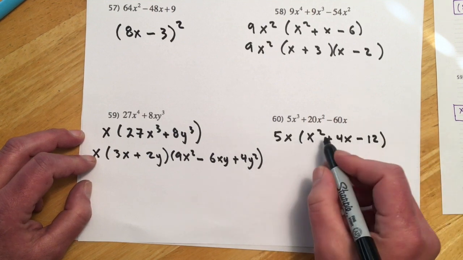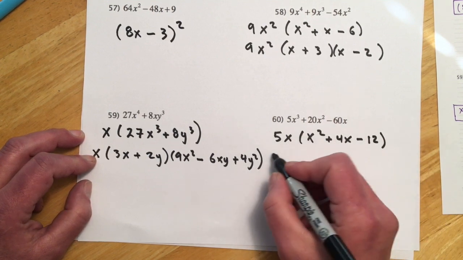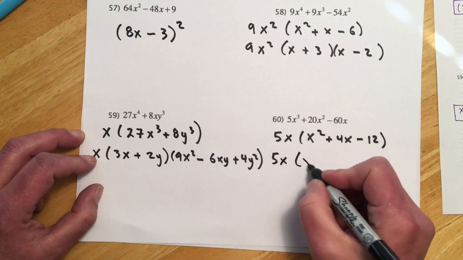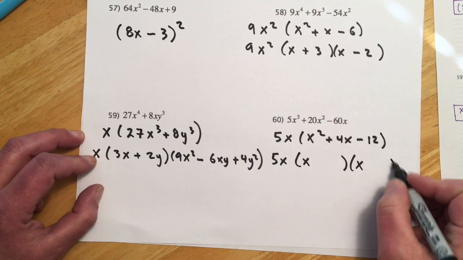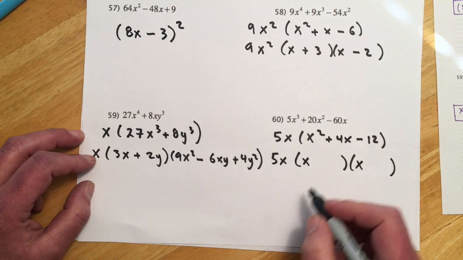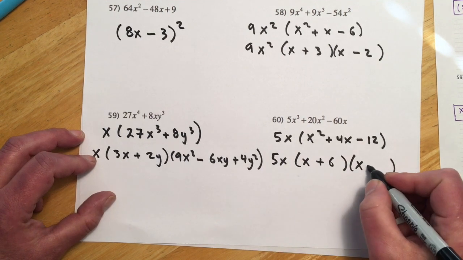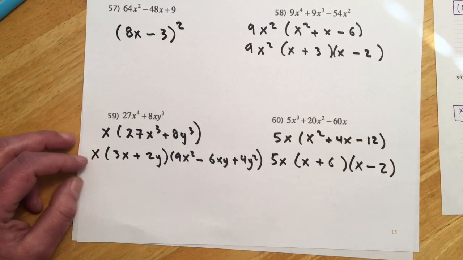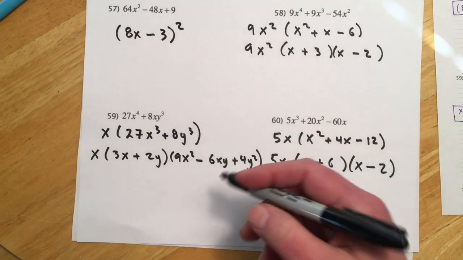And then we got a 5.1 with 3 terms, leads with a 1. So 5x, we can just set up our x's. Multiplies to negative 12, adds to be 4, so plus 6 and minus 2. So that wraps up the factoring review.